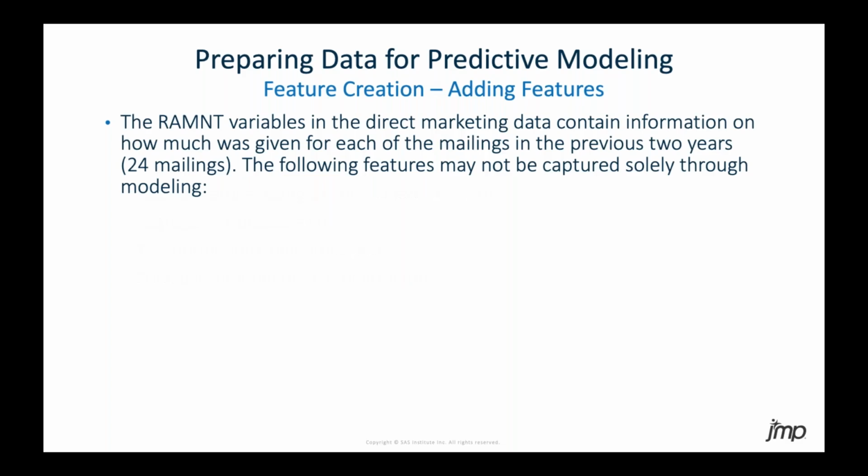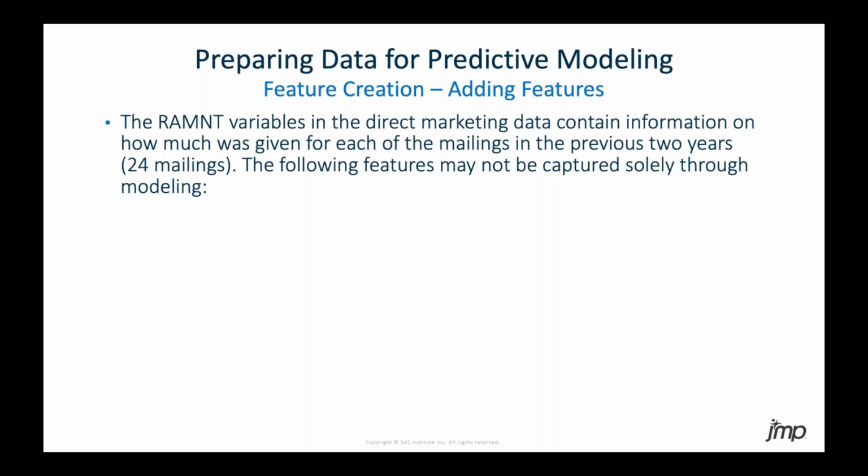All right, so as an example, if we were to go into the direct marketing data, there's a variable in there, RAMNT, and that's how much donation was made at each mailing. The way the data was collected is that there were 24 mailings over a 2-year period, in addition to the current mailing, which was what was attempted, what we're looking to predict. So there's 24 columns in the data table that indicate how much was donated for that given mailing.